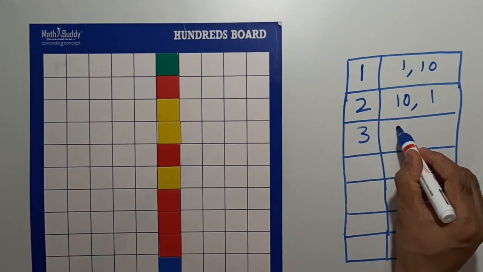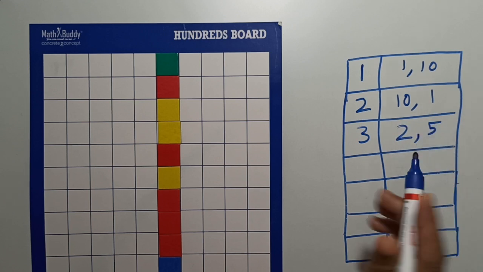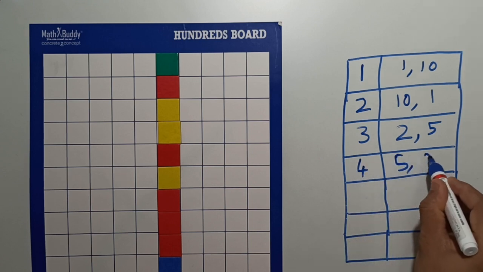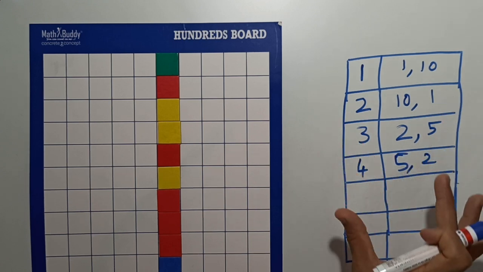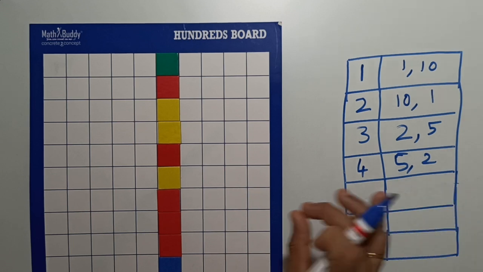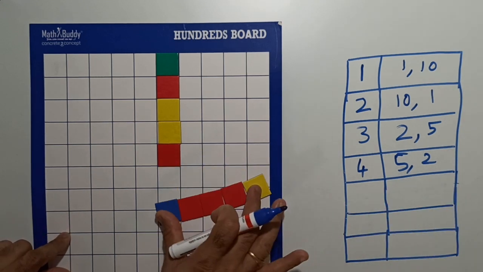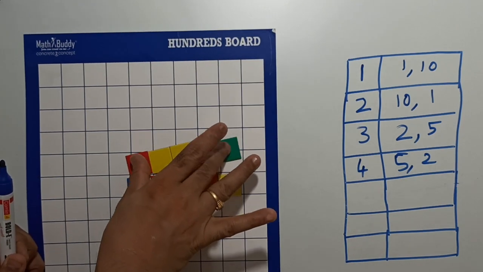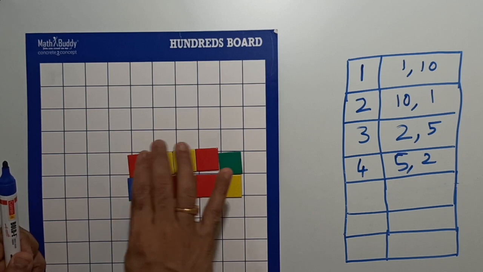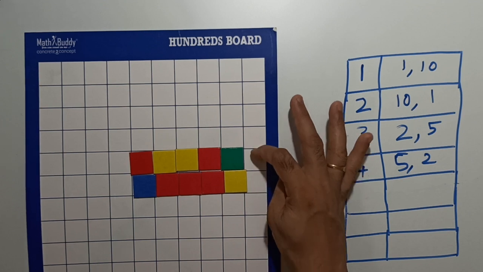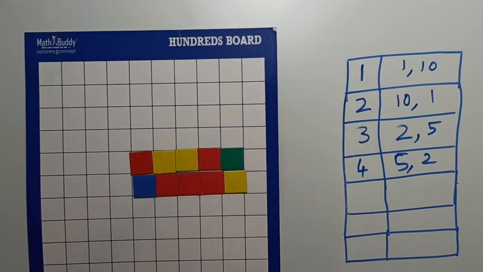What was the third one? We arranged it in 2 rows of 5 tiles, right? And the fourth one was 5 rows of 2 tiles. These are the only ways by which we can arrange these 10 tiles so that there is no remainder, right? Now we call the sides of the rectangle factors of this number. So if I arrange it in 2 rows like this, what are the sides of this rectangle? I've got 2 this side, and then I've got 5 tiles in this direction.